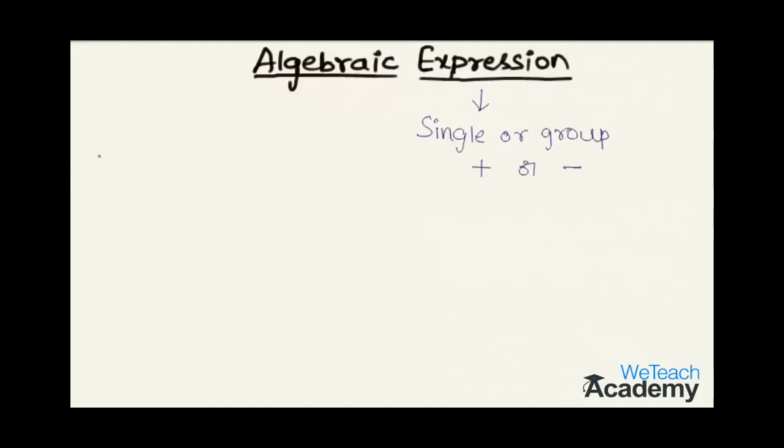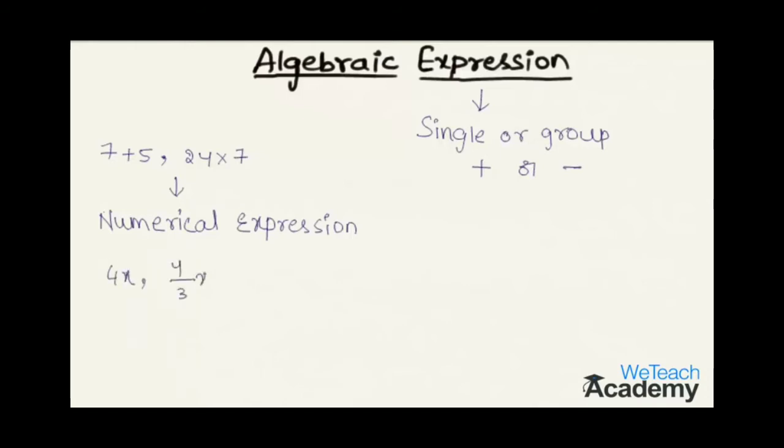Here we have two expressions, 7 plus 5 and 24 into 7. If every term of an expression is a constant term, then we call such an expression a numerical expression. Similarly, let us consider another example. Here we have two expressions, 4x, and the second expression is 4 by 3 x square plus x minus p.